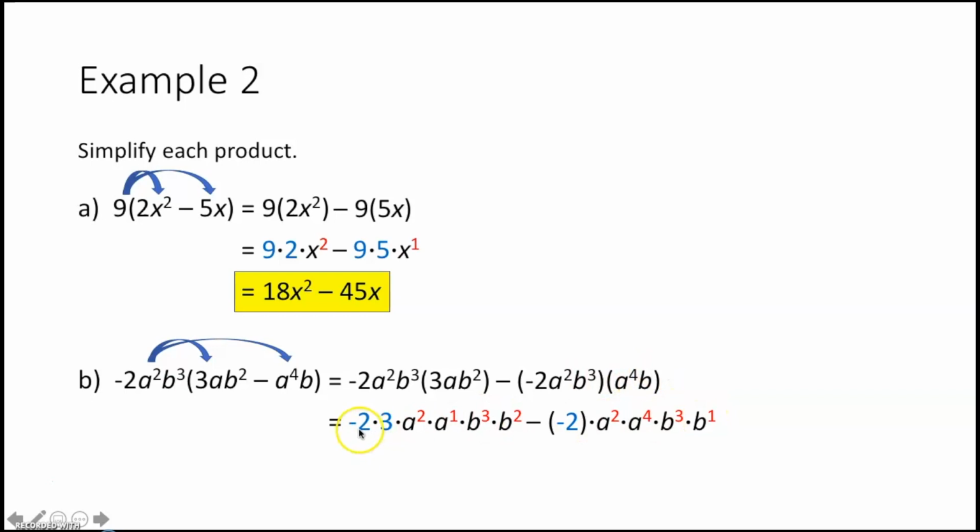Now, let's simplify this. -2 times 3 is going to give you -6. A to the 2nd times a to the 1st, we add those exponents together, we get a to the 3rd. B to the 3rd times b to the 2nd, add those exponents together, we get b to the 5th. Now, minus -2 ends up becoming plus 2, so it's going to be +2. A to the, add the 2 and the 4, we get 6th power, and then b to the, add the 3 and the 1, we get 4th power.